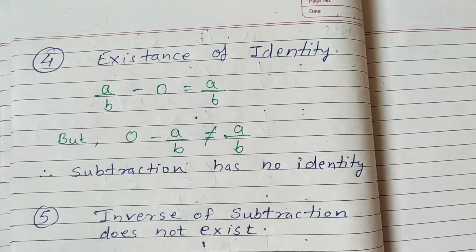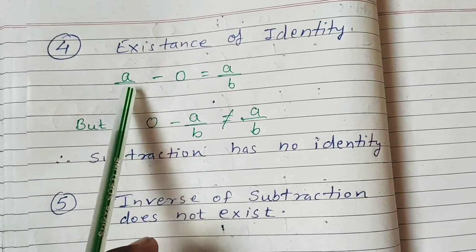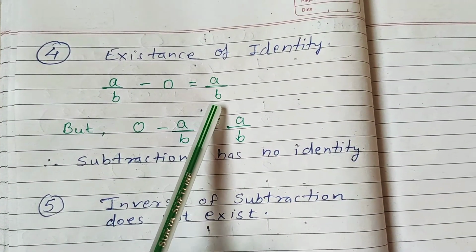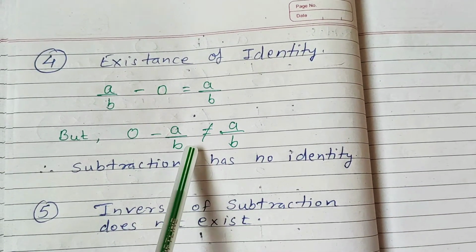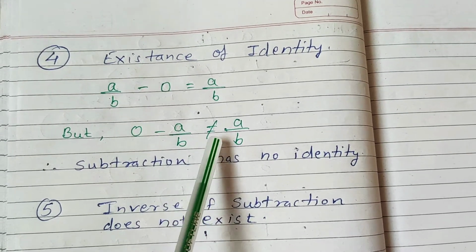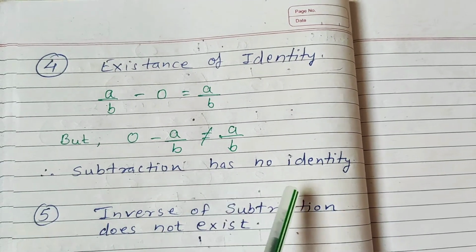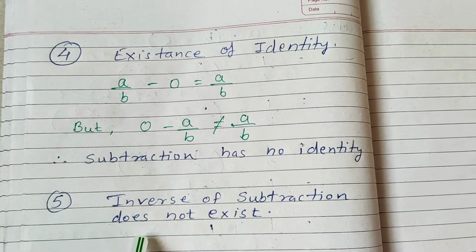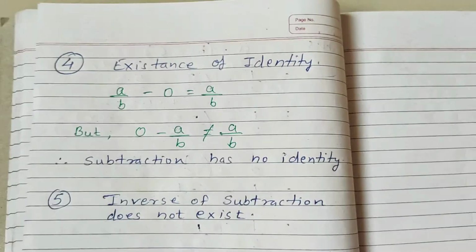The next, existence of identity. If A upon B minus 0, then the value is A upon B, correct? But if 0 minus A upon B is there, it is not equal to A upon B. That means subtraction has no identity. And similarly, the inverse of subtraction does not exist. Understood all the properties of subtraction?